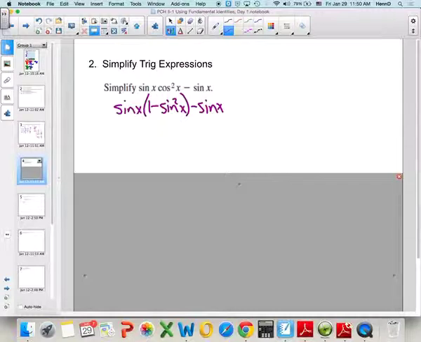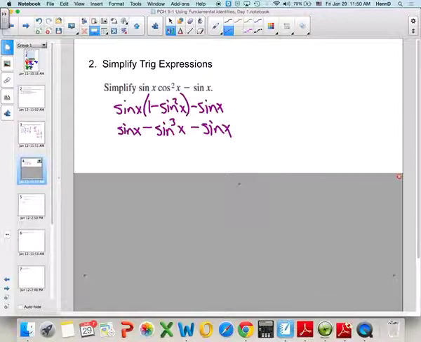Now, we chose to do this. We can't cancel out the signs, but we could have factored out a sine, and we would have had cosine squared minus 1 in the parentheses. But we're going this way, and that's fine. We distribute. So we have sine x times 1 minus sine x times the sine squared, so that's going to be a sine cubed x, minus sine of x.